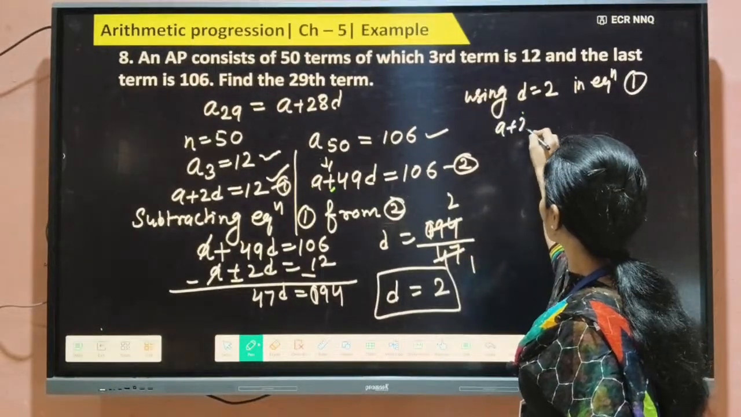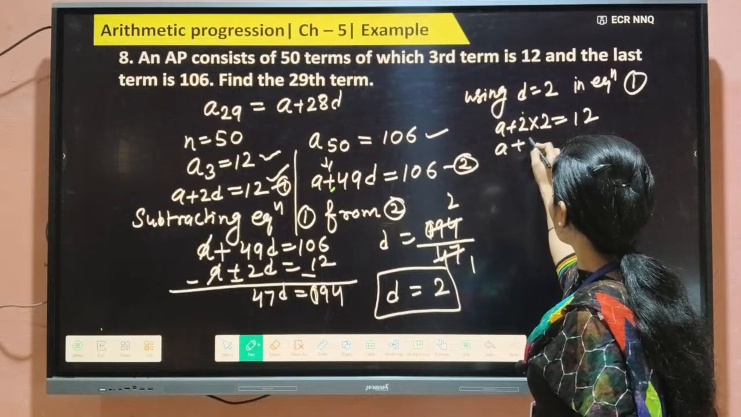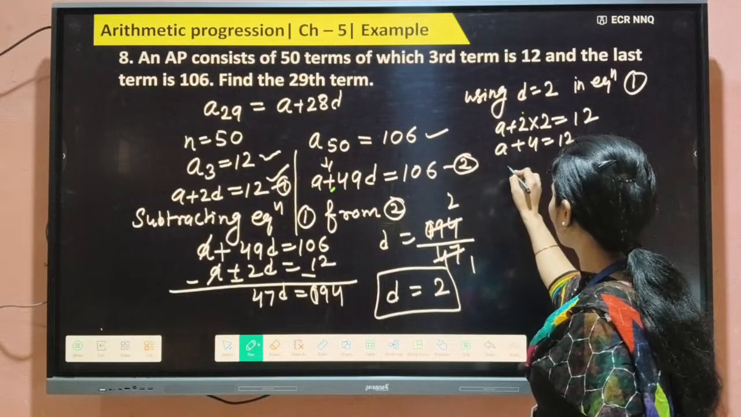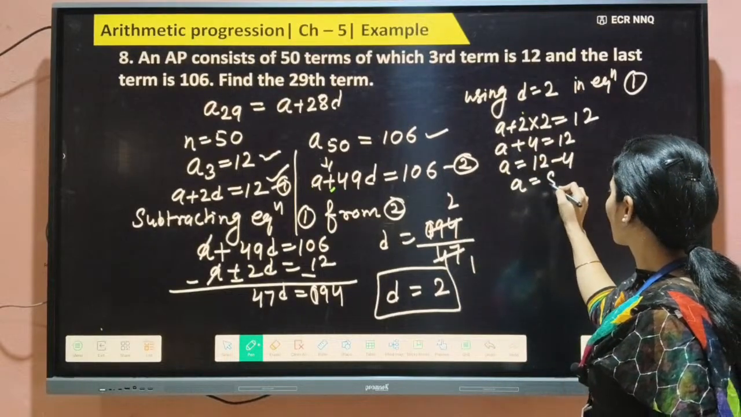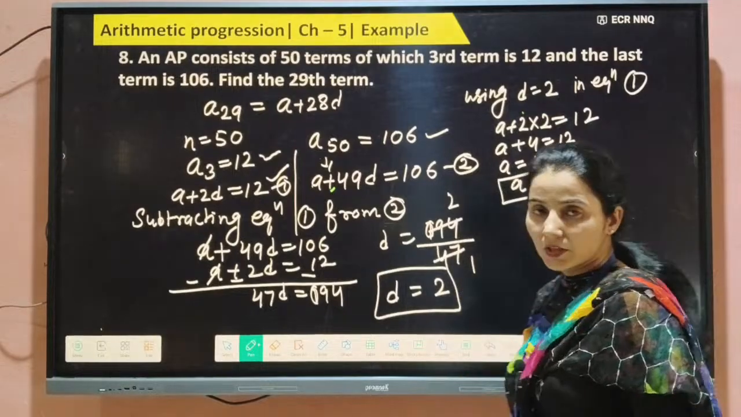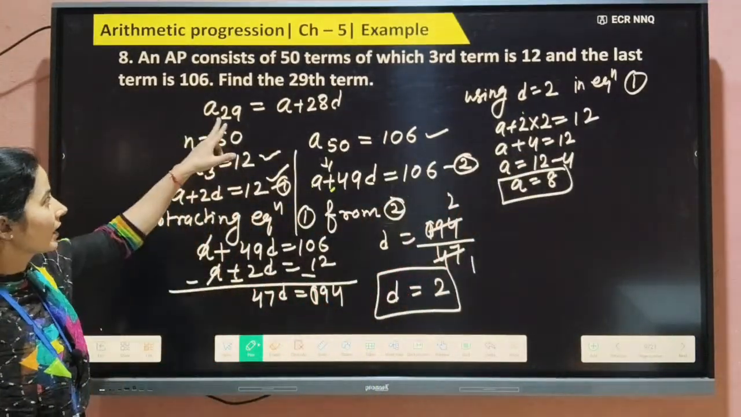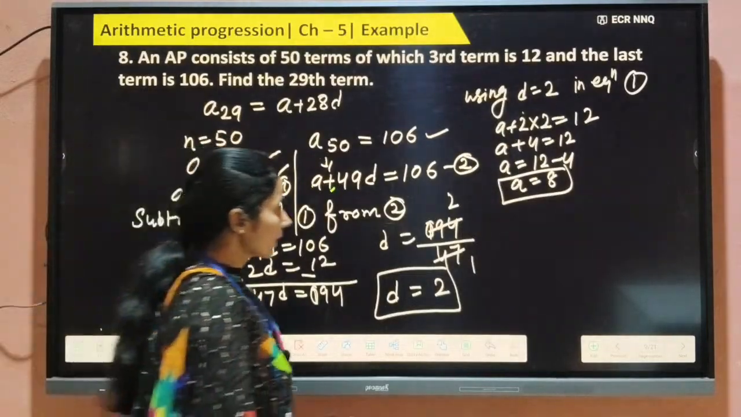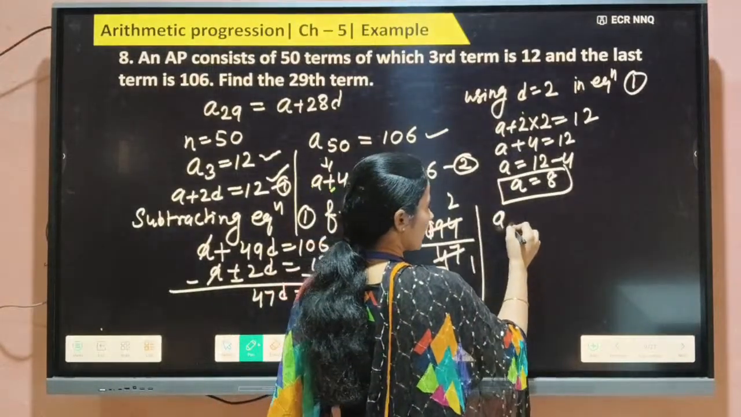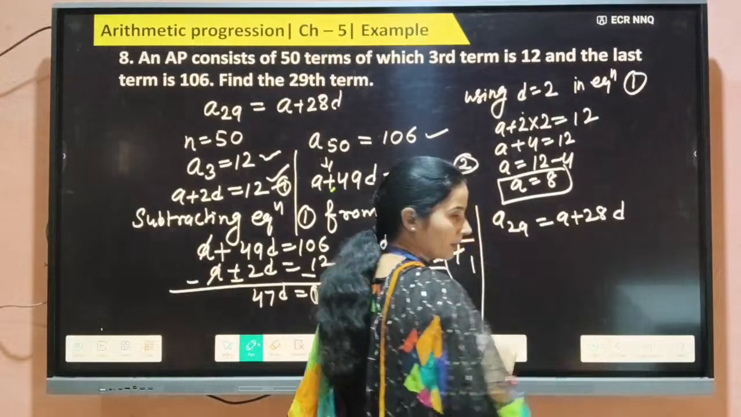A plus 2 into 2 is equals to 12. So A plus 4 equals to 12 and A is 12 minus 4, A equals to 8. D is 2 and A is 8. Now easily we can find out 29th term of this AP. So what will be your 29th term? A29 will be A plus 28D.